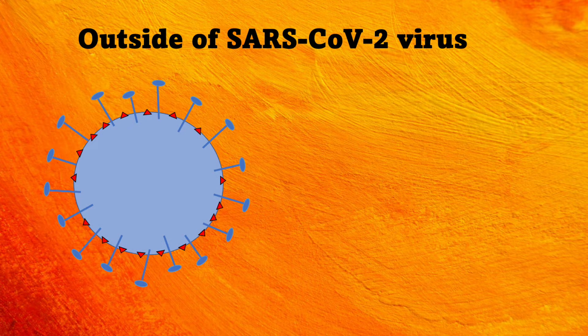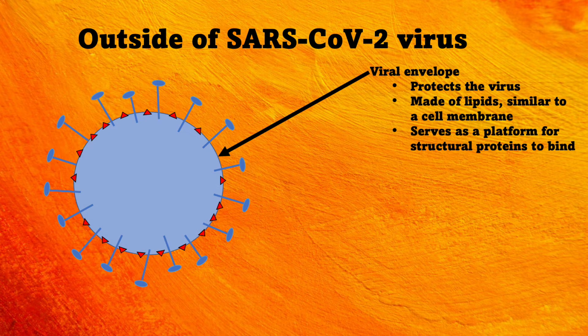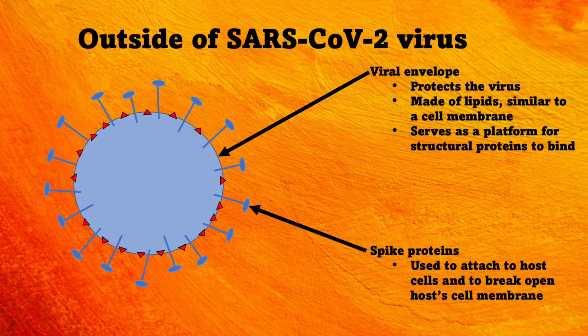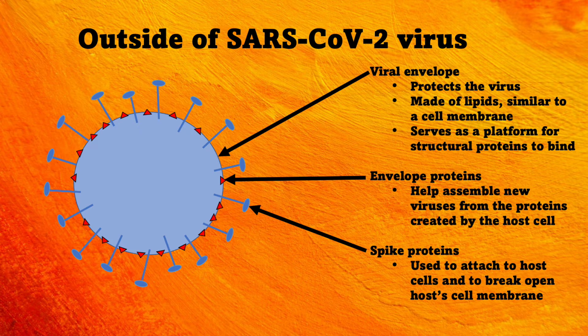Let's start off by looking at the outside of a SARS-CoV-2 virus. The virus is surrounded by a viral envelope, which has the main function of protecting the virus. It's made of lipids similar to a living cell membrane. It also serves the function of a platform for the major structural proteins to bind to, such as the spike proteins, which are used to attach to the receptors of hosts and to break in the host cell membrane. It's also surrounded by envelope proteins, which are there to help assemble new viruses from the proteins that are eventually created within the living host cell.